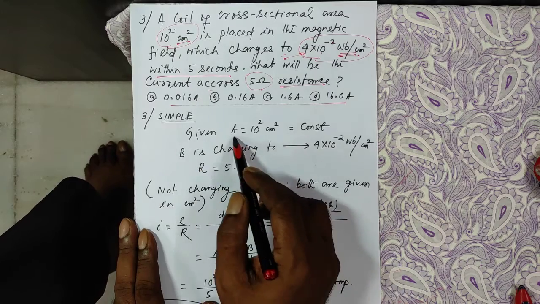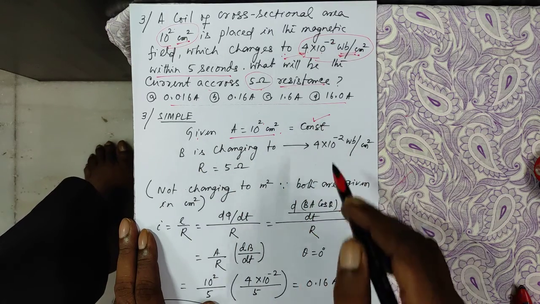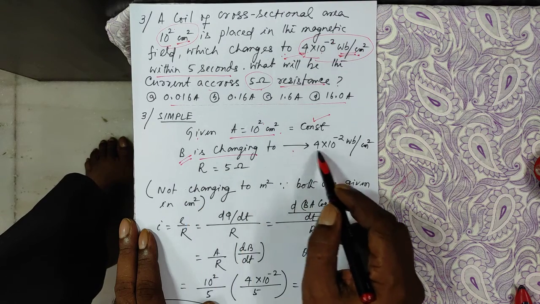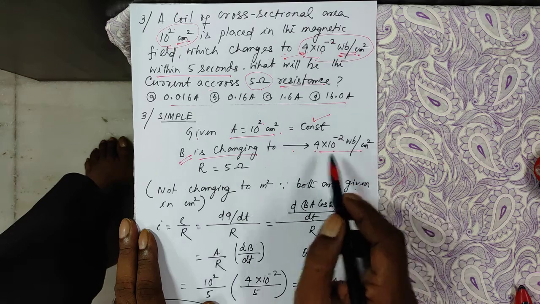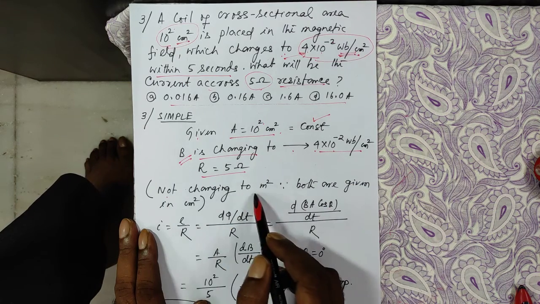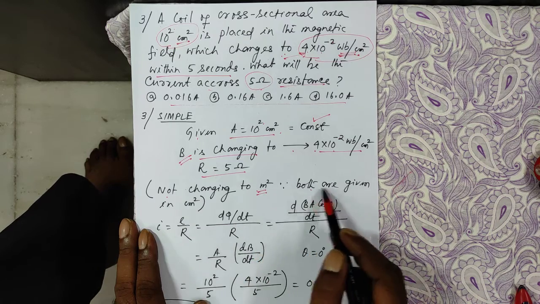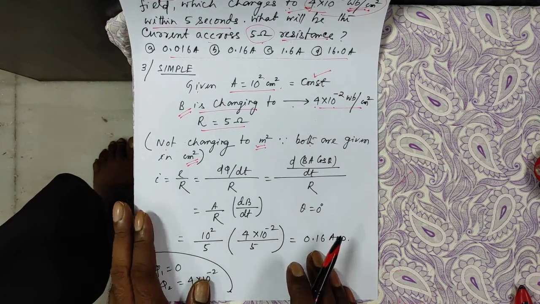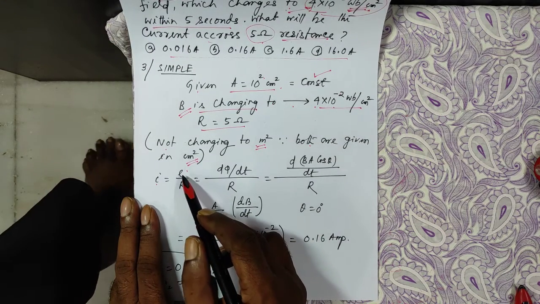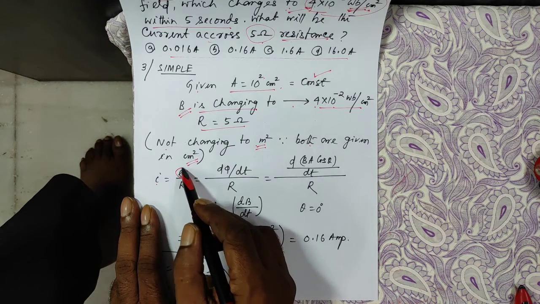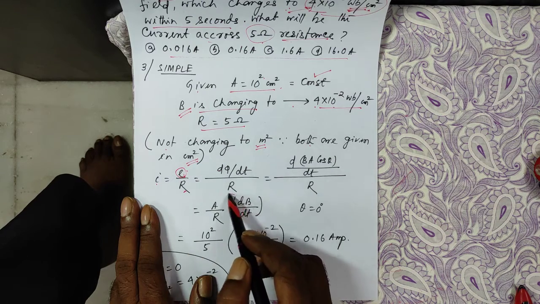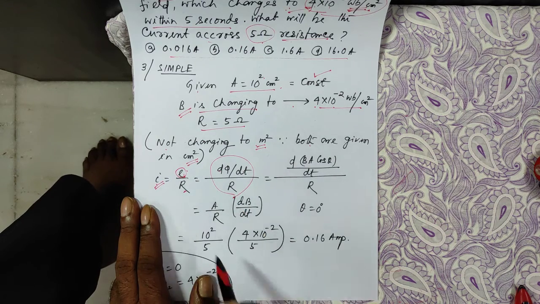Simple. Area is given, 100 centimeter square is constant. B is changing, magnetic field is changing to 4 into 10 power minus 2 Weber per centimeter square. R is given. I am not changing the units to meter square because both are given in centimeter square. Now look at, any current is voltage over resistance, and the maximum value of voltage is called EMF, that we studied in current electricity, so EMF over R, and EMF is d phi by dt over R. I am only interested in the current, not the direction of current, so I have not taken the negative sign.